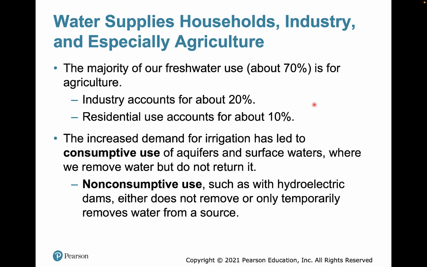Most of our freshwater use is for agriculture, okay? 70% is to feed our population. Industry is about 20%, and residential use is only about 10%. Because we are using most of our water for irrigation, that has increased something called consumptive use of aquifers and surface water. So we're consuming it, but we're not putting it back. Non-consumptive use, like a dam for power generation, doesn't remove the source, or it removes it temporarily and puts it back. So those are two different kinds of water use.